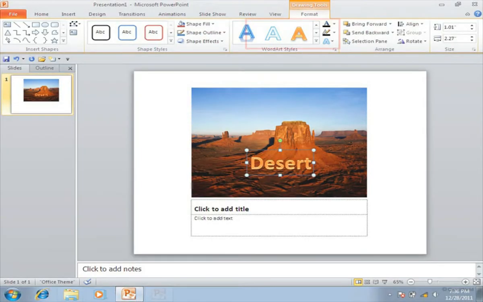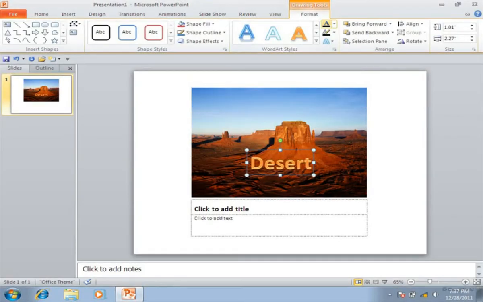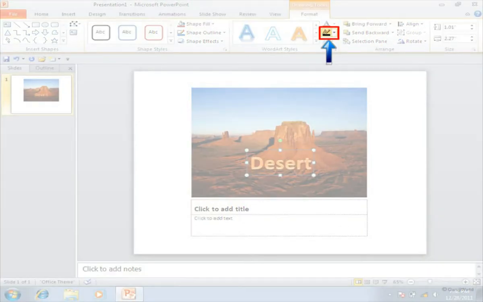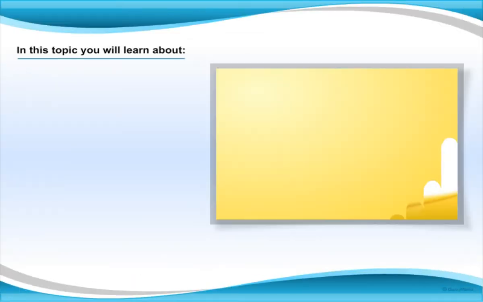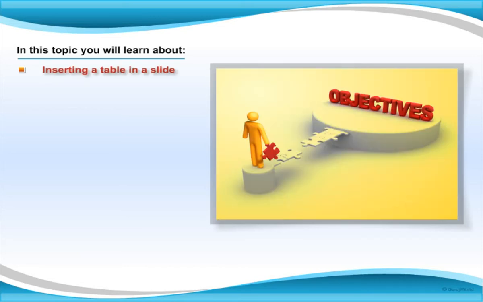Text fill allows you to fill the text with a different color if you do not want to use the existing style. Text outline allows you to specify a color for the outline of the text. Text effects option allows you to apply different effects to the text. This topic ends here.